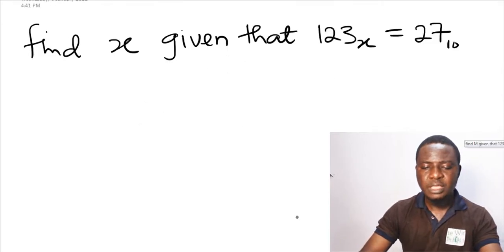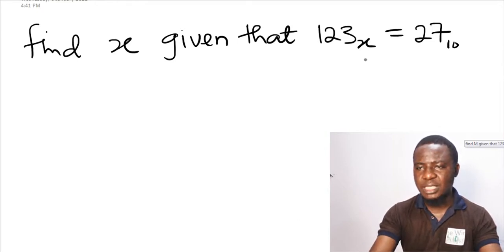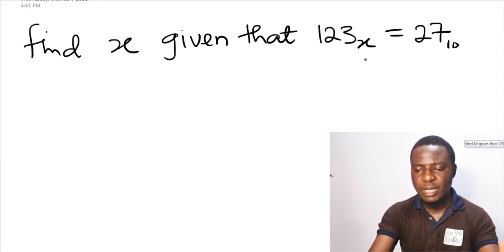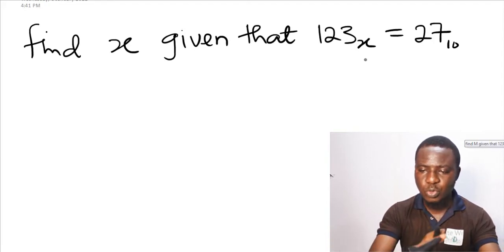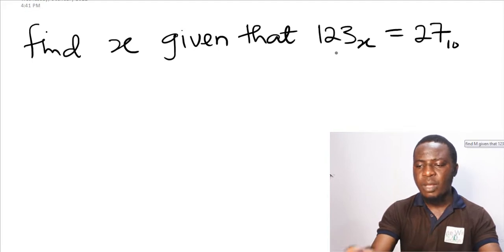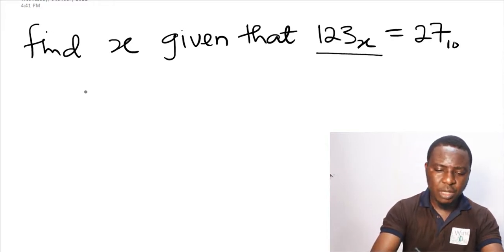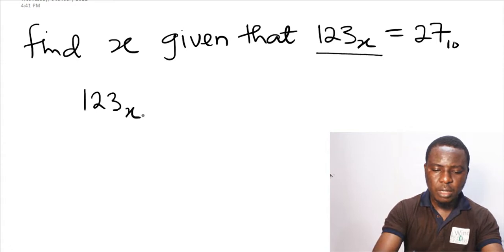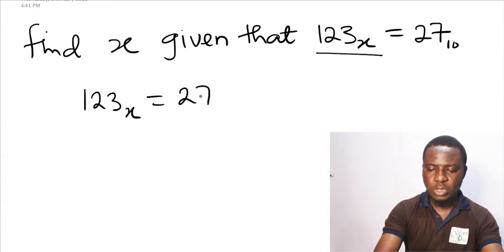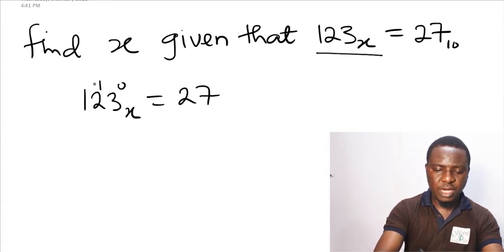Question 2 says we should find x given that 123 base x is equal to 27 base 10. We'll still take the same step like that which we took in the first example by converting 123 base x to base 10 and then solve the required equation. So this now becomes 123 base x is equal to 27. This has the place values of 0, 1, and 2.